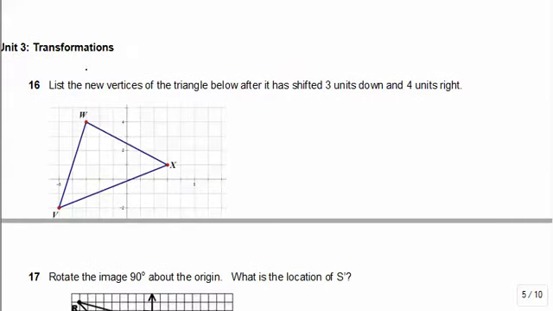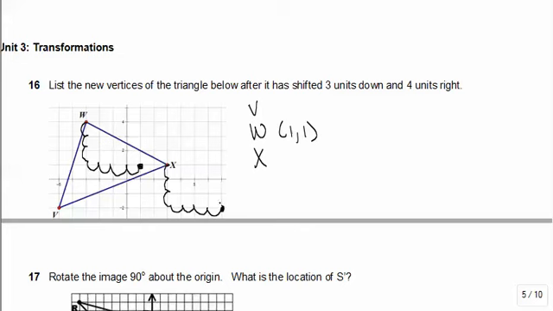List the new vertices after it shifts 3 units down and 4 units right. So we have V, W, and X. 3 units down and 4 units right. 1, 2, 3. 1, 2, 3, 4. W is at 1, 1. 1, 2, 3. 1, 2, 3, 4. X is at 1, 2, 3, 4, 5, 6, 7. 7, negative 2.